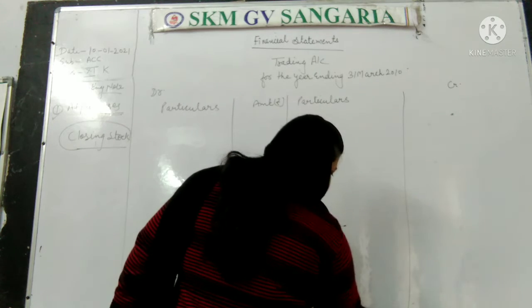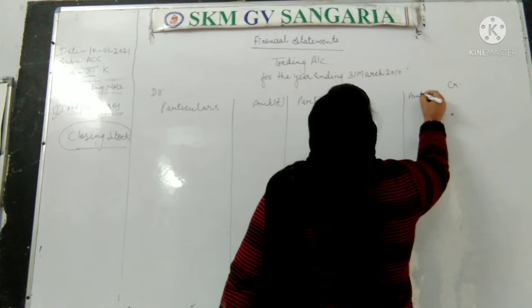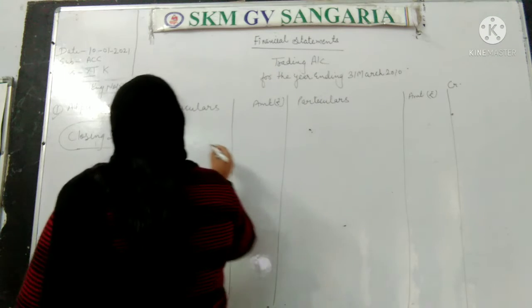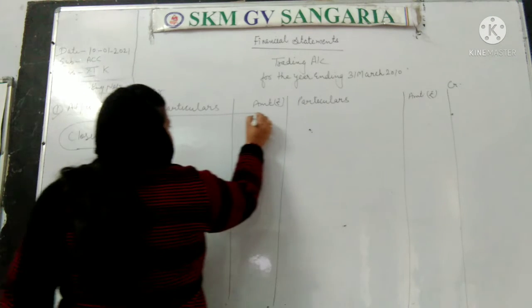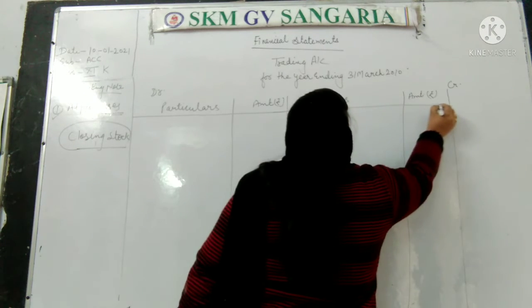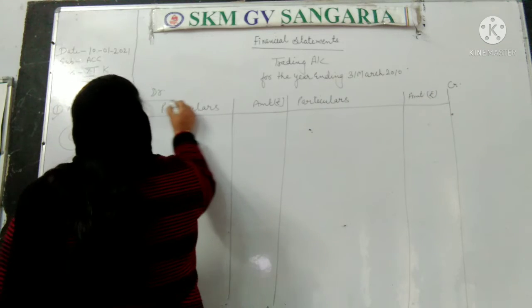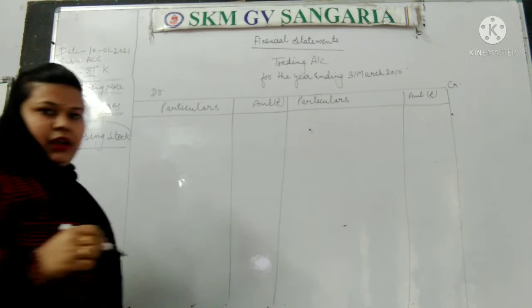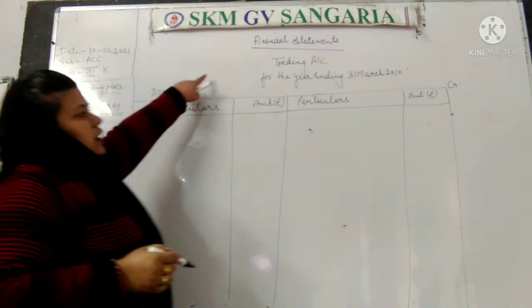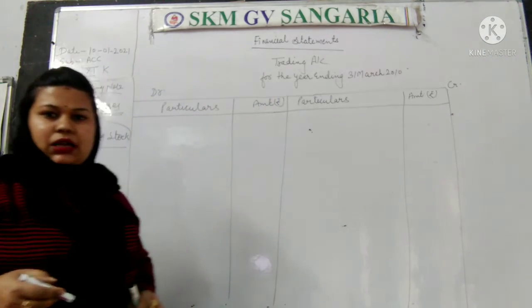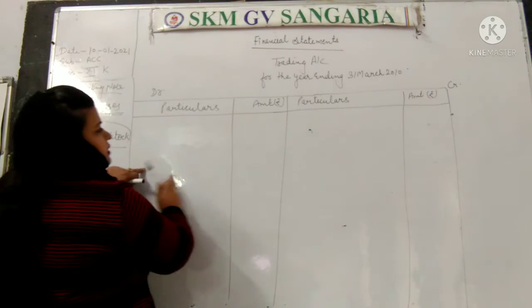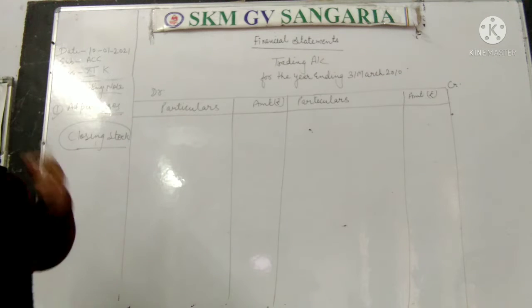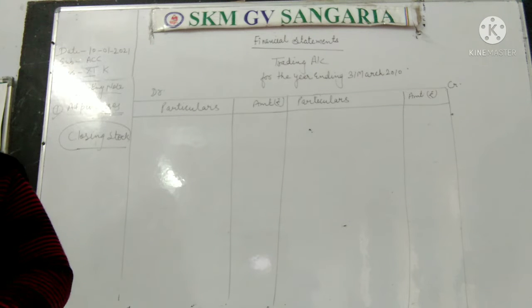Then amount will be written in rupees. So this is the format. See the format for the trading account. This is the format of the trading account for the year ending 31st March 2010. Then debit side and the credit side. Particulars amount, particulars amount. Okay, so let's start doing the adjustments.